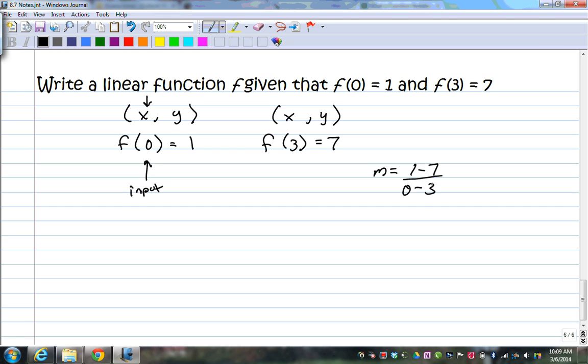0 minus 3. And you could have done this other way around, 7 minus 1 over 3 minus 0. That would work as well. Negative 6 over negative 3. Our slope is 2. So we want to call this, it says write a linear function f. So that means, all right, f of x. So instead of saying y equals mx plus b, it's f of x is equal to our slope, 2, and our x. And then what is our intercept? Well, remember that our intercept when x is 0, our y value, or our output of our function, which is our y value, is the intercept. So we have plus 1.